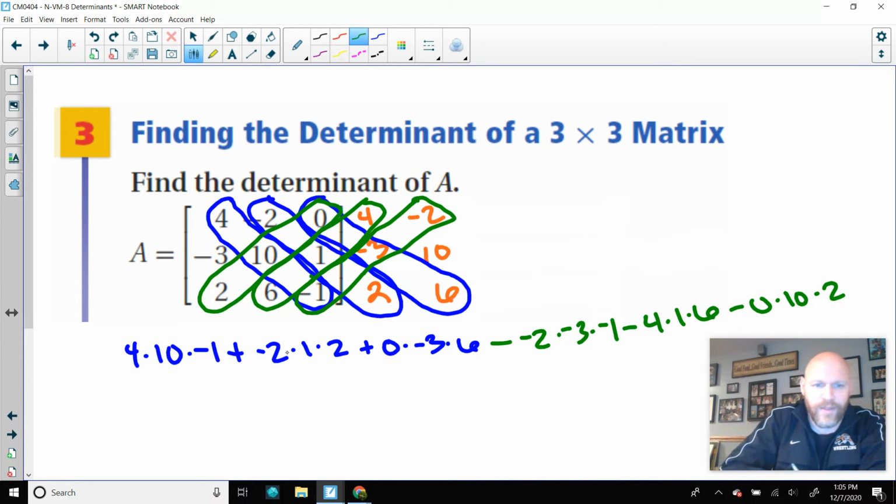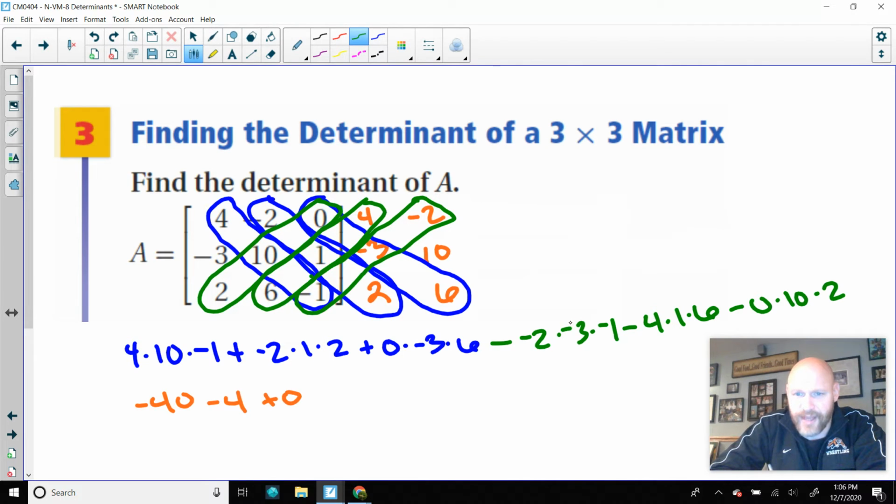It's going to end up being one thing. So let's go ahead and do the math on this. 4 times 10 times -1 is a -40. -2 times 2 times 1 is a -4. 0 times -3 times 6 is a 0. Then we've got our other numbers way down here.